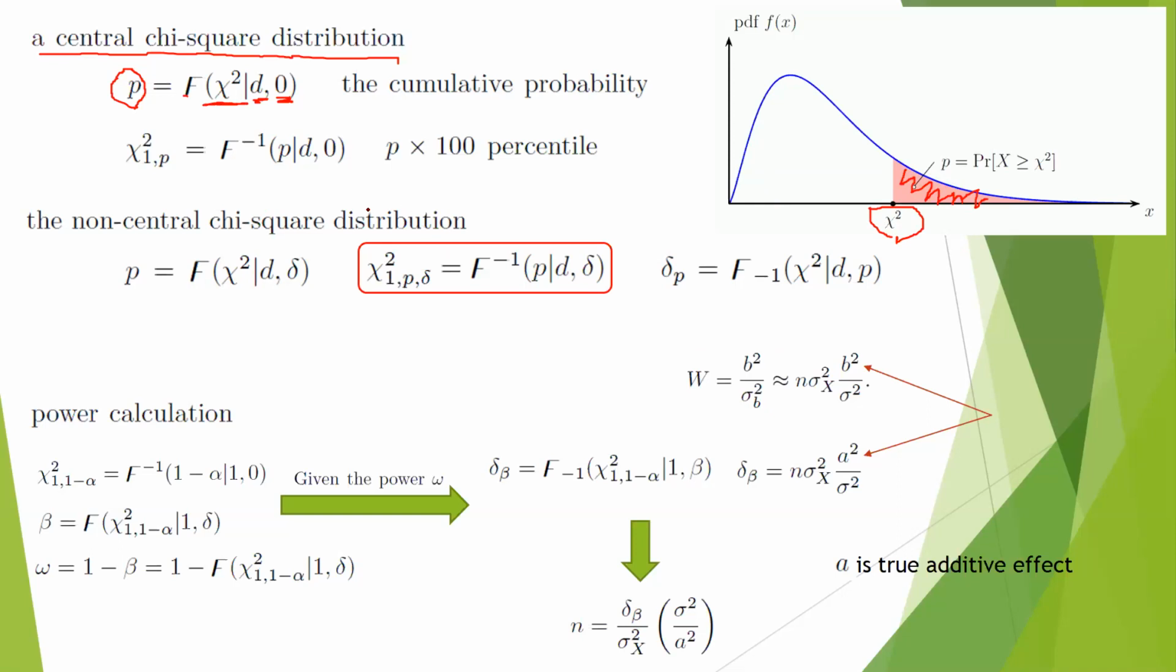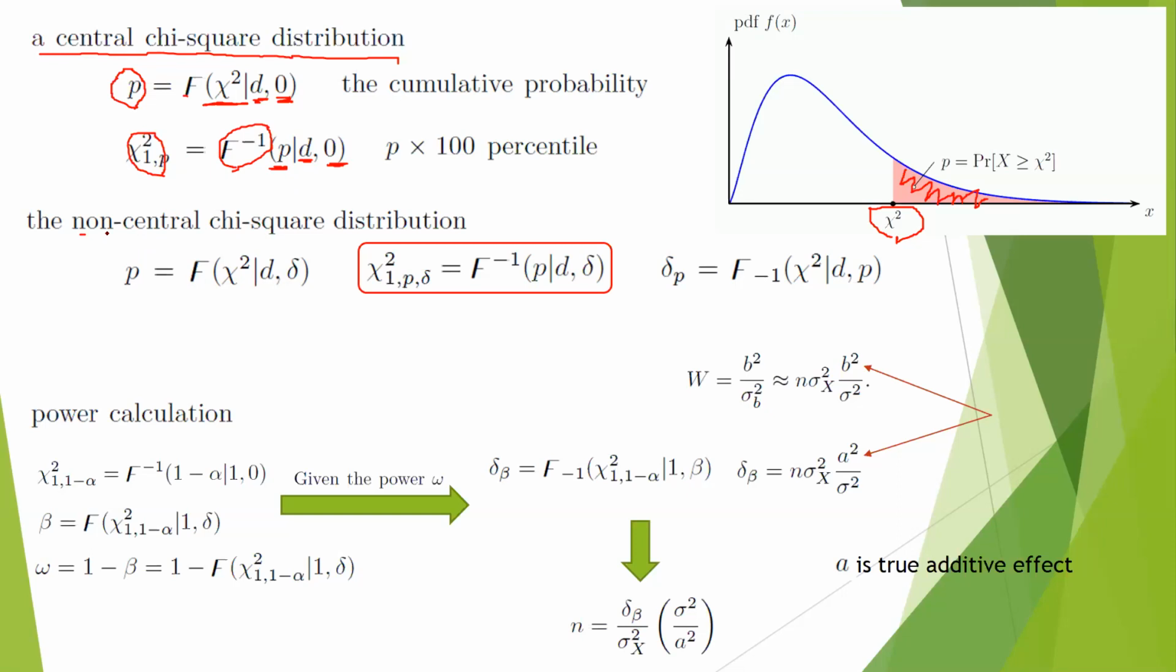The other way around, if we know this is a central chi-square distribution and we know the degrees of freedom, but we do not know the chi-square statistic value, and we want to find the value associated with a given percentile or p-value, we just do the inverse calculation and we can get this critical value. So this is what we can do for the central chi-square.